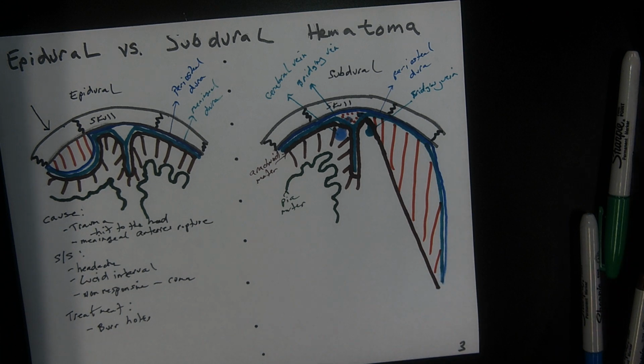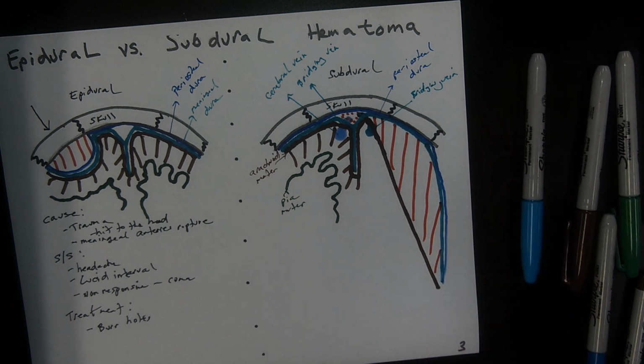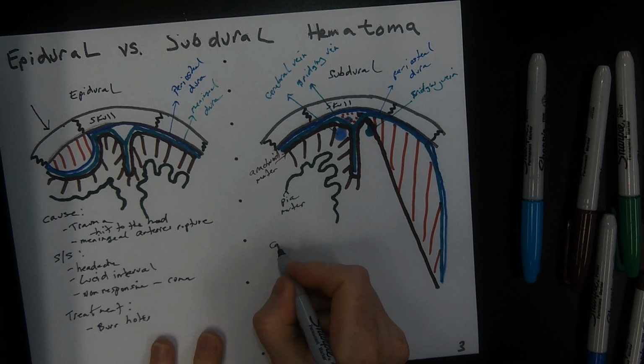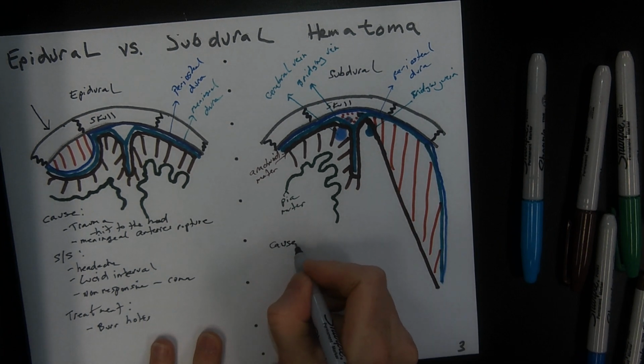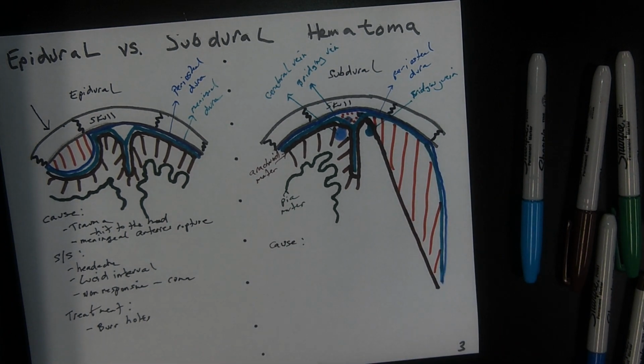Okay, so the difference between subdural hematoma and an epidural hematoma. For the cause of the subdural hematoma, it can be a hit on the head, but that hit on the head has to cause the head to go forward and backward. Why would I say that? Why would I want to say that that hit has to cause a flexion and extension kind of motion on the head?